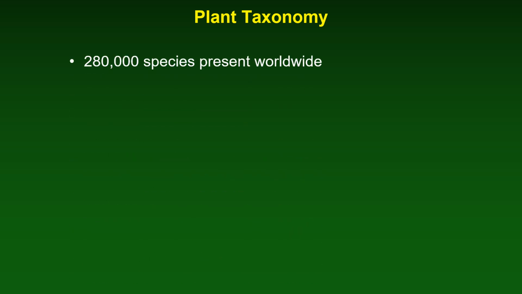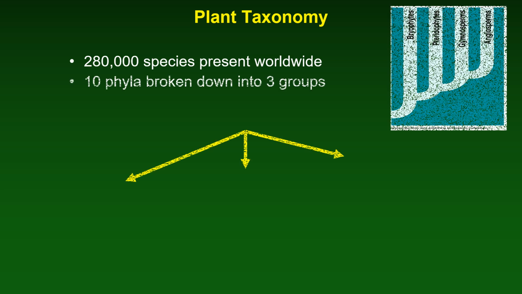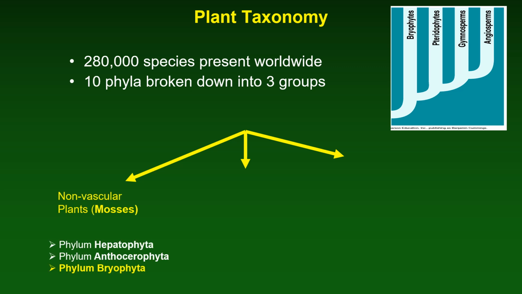The Kingdom Plantae contains at least 280,000 species. There are 10 phyla, and we can break down all of the plants into 3 major groups. The first group is the non-vascular plants. Now, these are plants that don't have vasculature. Vasculature refers to tubes. Think of your own vasculature system. You have a system of tubes in your body that conduct blood. Well, here we're talking about tubes, cells that are arranged end to end that conduct either water or sugar. And these plants don't have that.